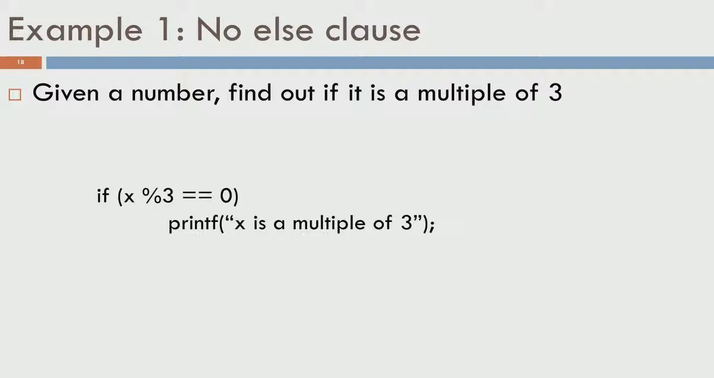If it is a multiple of 3, then print on the screen that it is so. The equivalent code segment would be: if x % 3 == 0, printf "x is a multiple of 3". This printf is a simple statement, and this if is a compound statement which contains only one selection. If the condition is true, it will print this on the screen. If the condition is false, it will not do anything.